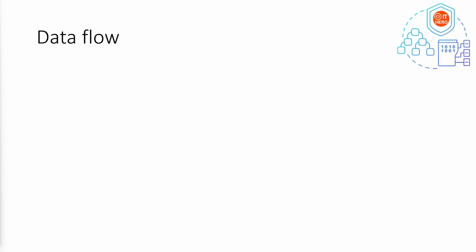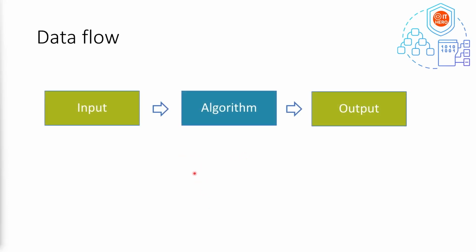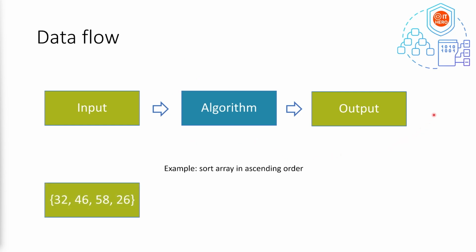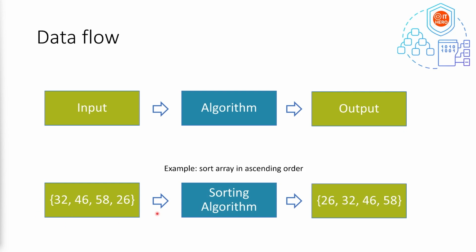Before going deeper into algorithms, let's talk about data flow. Data flow basically means that we have some input data. We have an algorithm which performs certain operations on the input and returns an output. For example, sorting an array in ascending order looks like this. We have the input array. We apply a sorting algorithm, which in the end returns the sorted array.